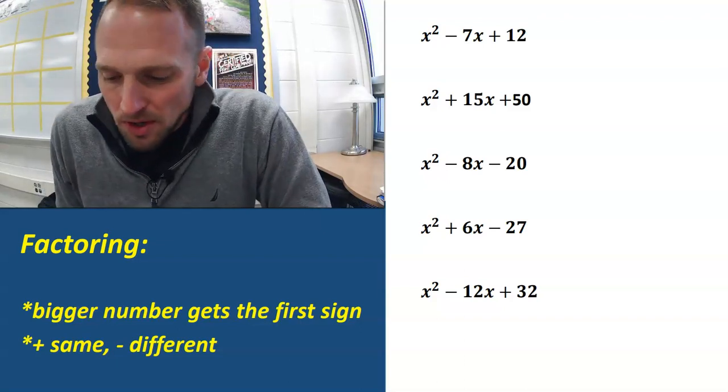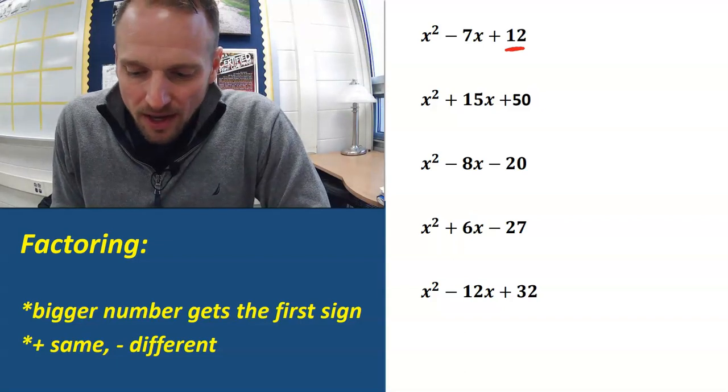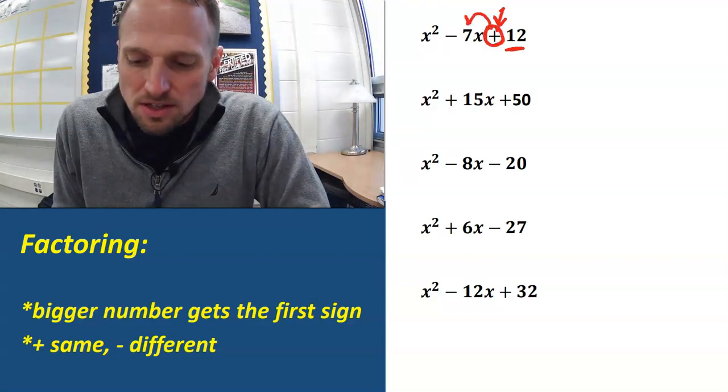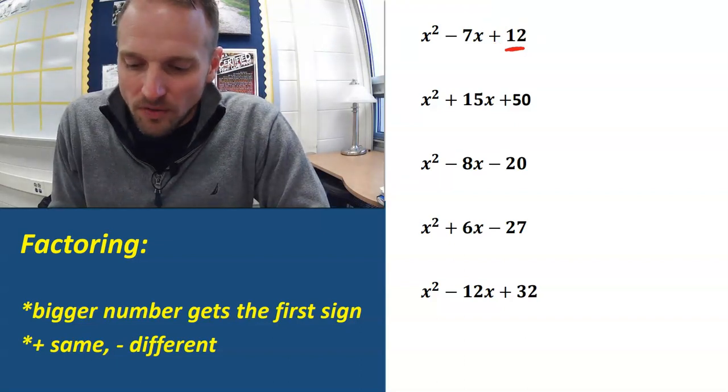What I'm looking for is numbers that multiply to get 12, and pay very close attention to what I'm highlighting and what I'm saying: what multiplies to get 12 and what adds to get 7. Okay, so we're looking for numbers that multiply to get 12 and add to get 7.